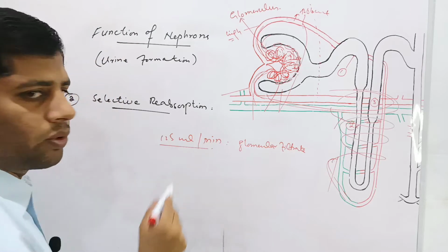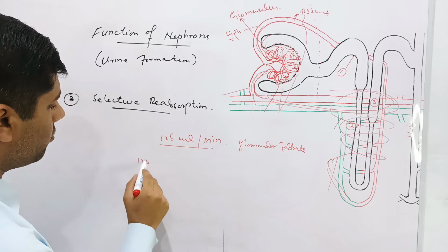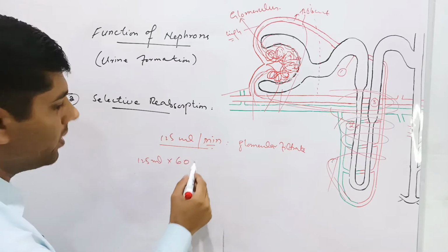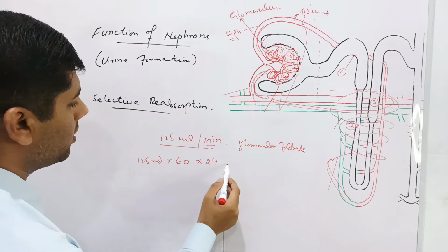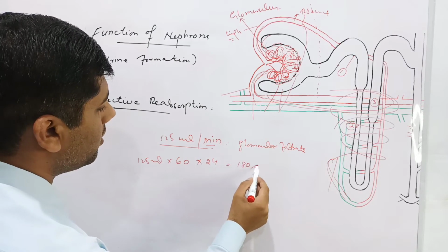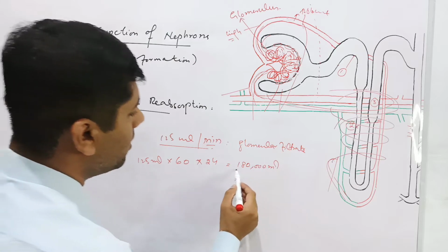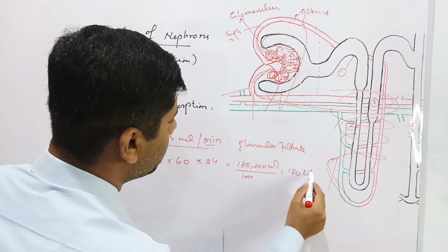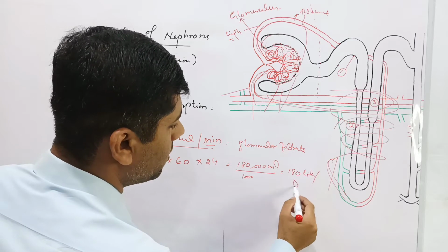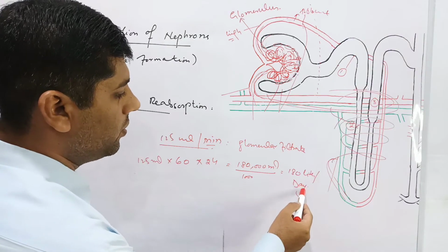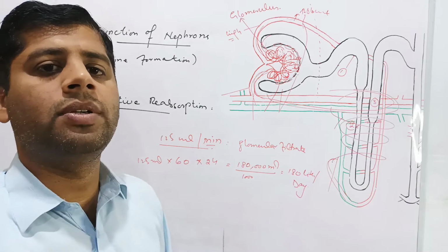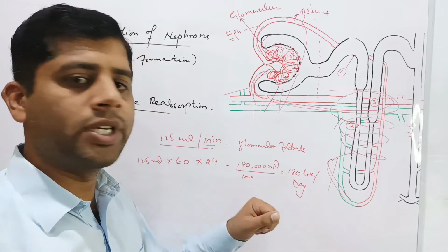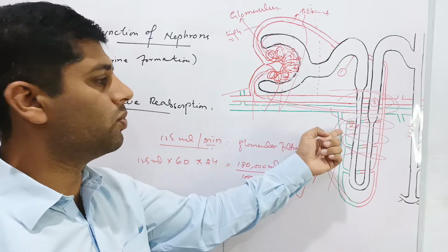This is a huge amount. For example, if we convert this 125 ml into 1 hour, multiply it by 60, and in 1 day multiply by 24. This product comes to 180,000 milliliters, and if divided by 1000, this will give you 180 liters of urine production per day. This is a huge amount and cannot be afforded by the body. So most of the glomerular filtrate is reabsorbed from the renal tubules back to the blood.